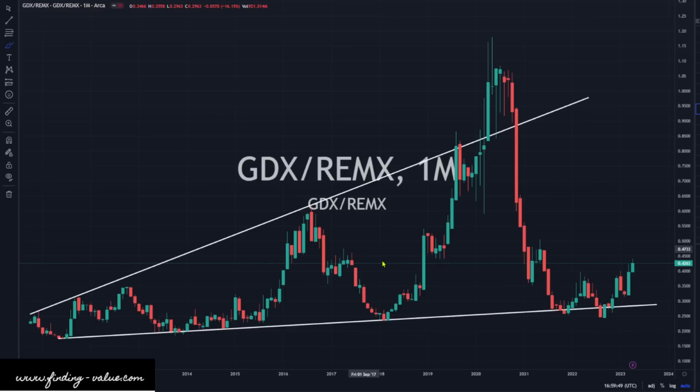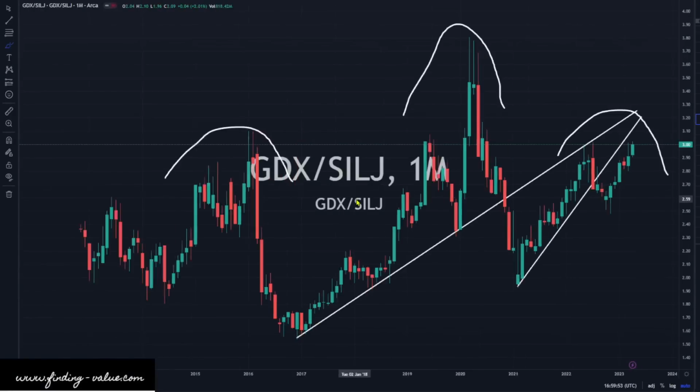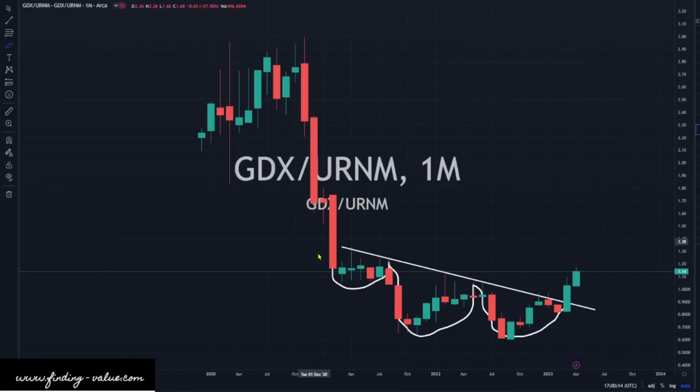GDX versus SILJ. Now, SILJ is another precious metal. This is signaling that SILJ is cheap to GDX and that we could see a downward move in a shoulder head shoulder. It's not a perfect neckline, but we could see a move lower where SILJ could outperform. SILJ is very cheap.